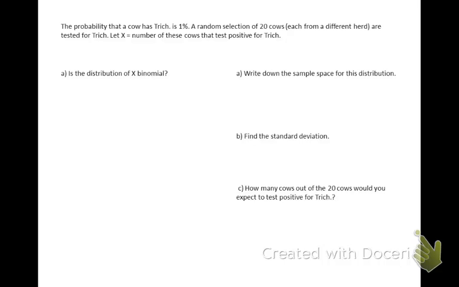A random selection of 20 cows, each from a different herd, are tested for trich. Let x equal the number of these cows that test positive. We've already verified that this is a binomial distribution. Let's go ahead and write out our notation again.